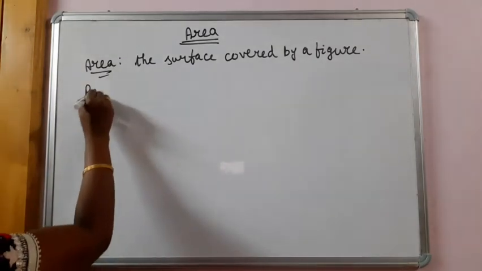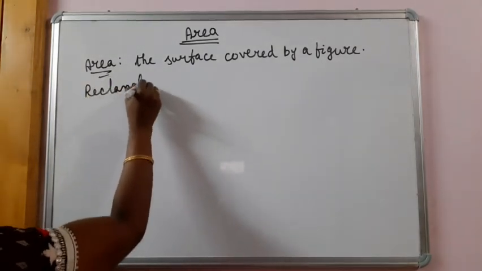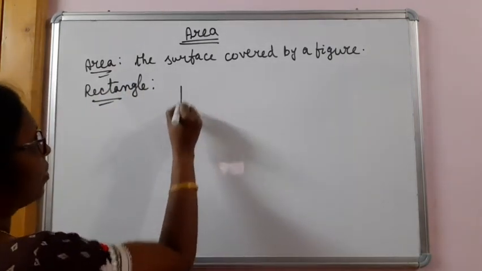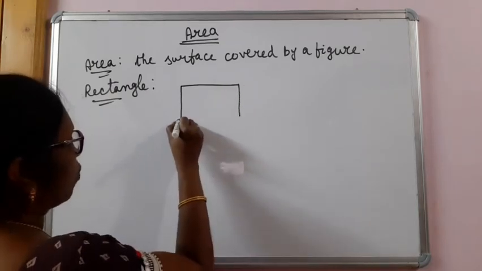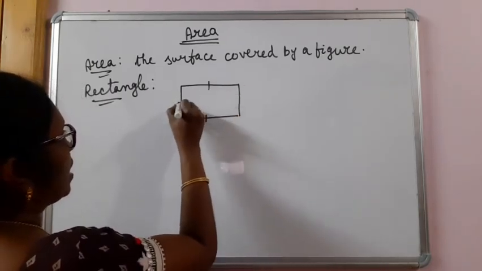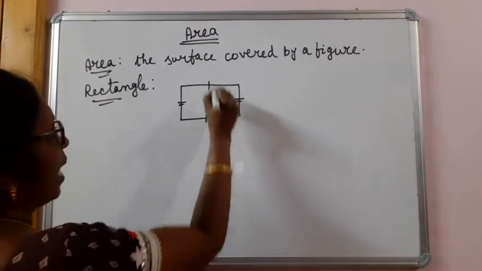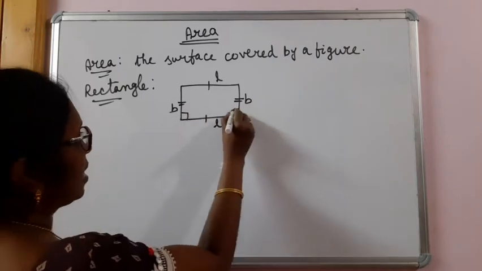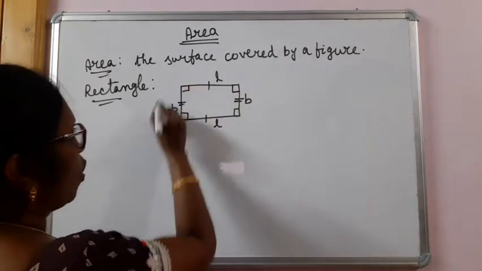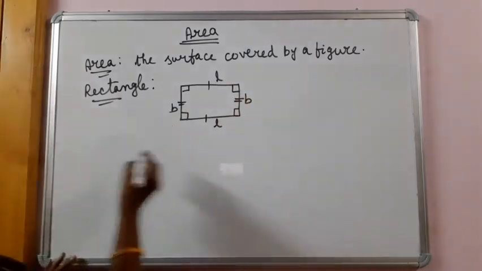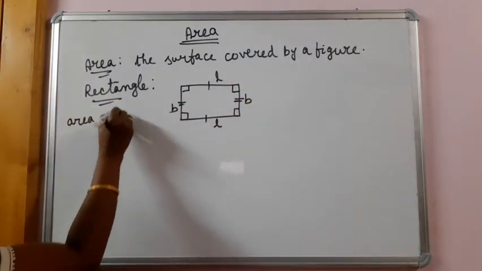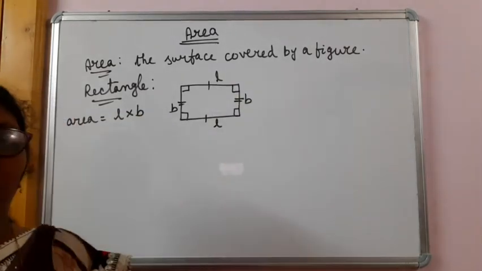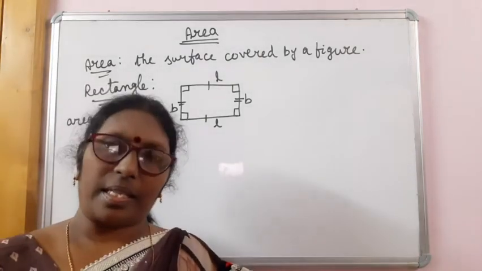Let us learn first about the rectangle. It is needless to tell you what a rectangle is. You know that a rectangle is a quadrilateral in which the opposite sides are equal. One pair of opposite sides is length, the other pair is breadth, and each angle is 90 degrees. So, in short, area of a rectangle is equal to length into breadth. If we multiply length and breadth of a rectangle, we get the area of the rectangle.